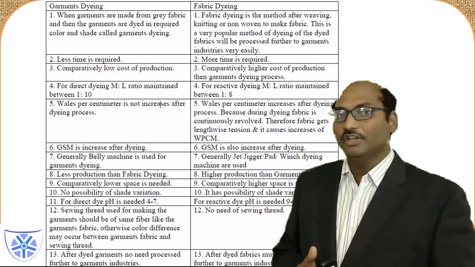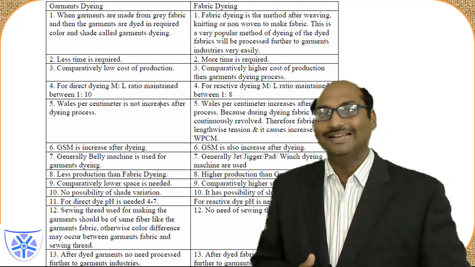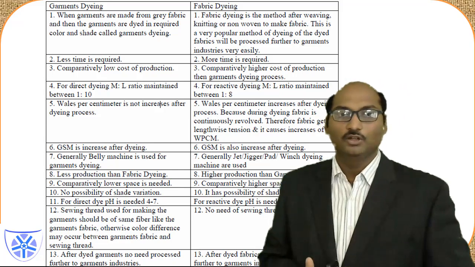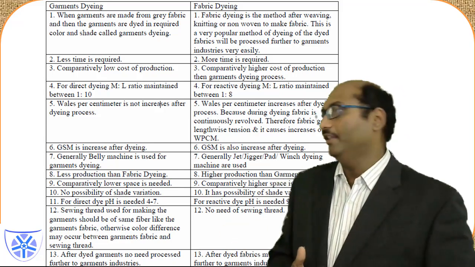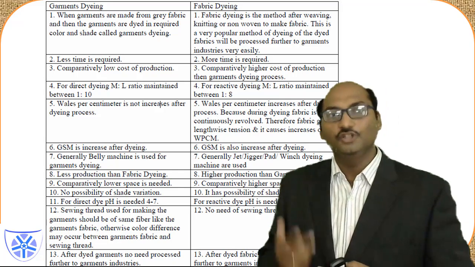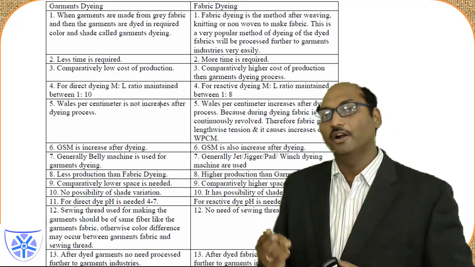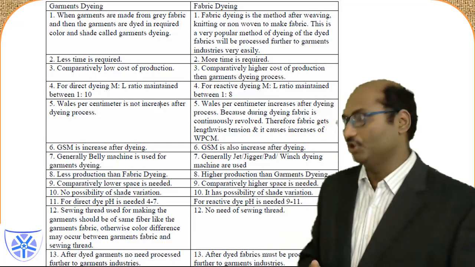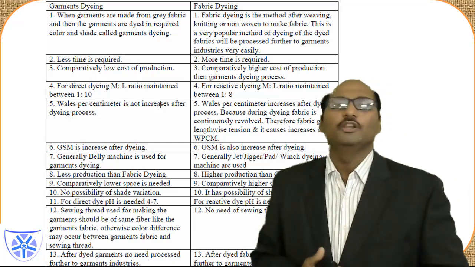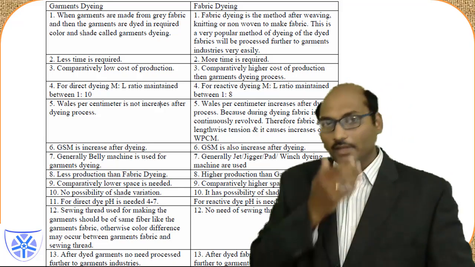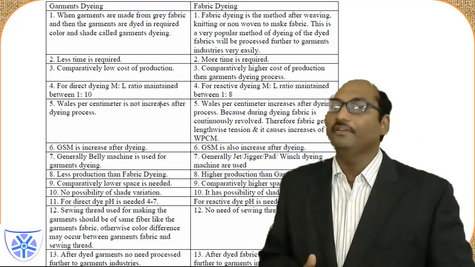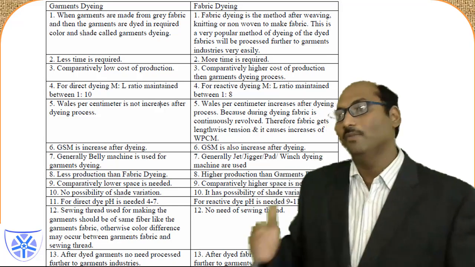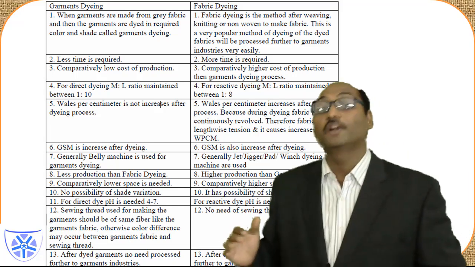Generally, a belly machine is used for garment dyeing. A belly machine is nothing but a rotary drum type dyeing machine. In the case of fabric, either a jet dyeing machine, jigger dyeing machine, pad dyeing machine, or winch dyeing machine is used. These are the general machines normally used. If you compare productivity, garment dyeing productivity is comparatively lower, and fabric dyeing productivity is much higher because it is a continuous process.